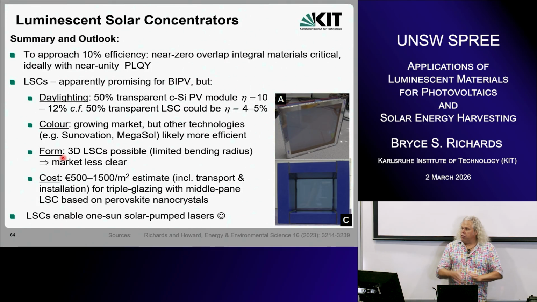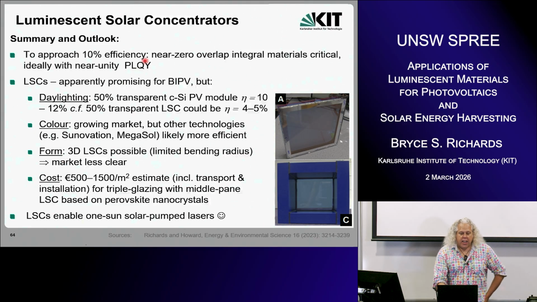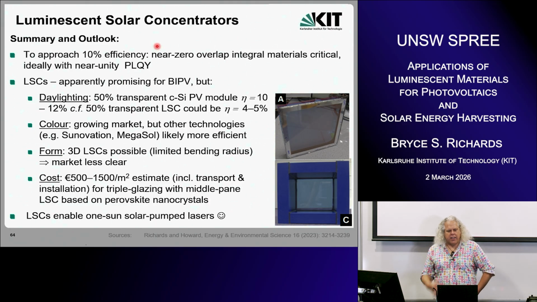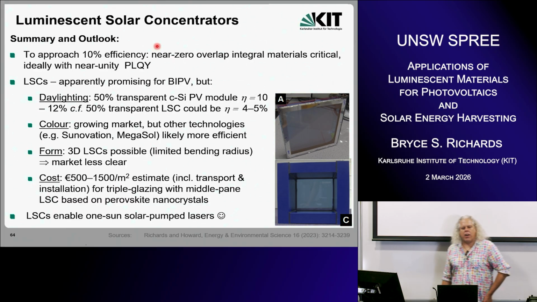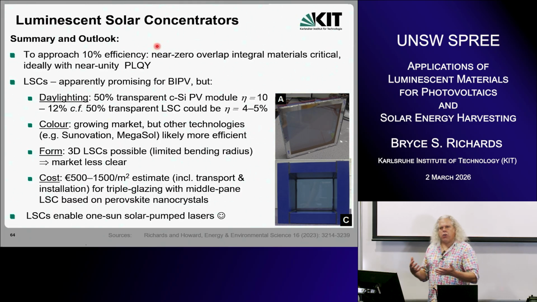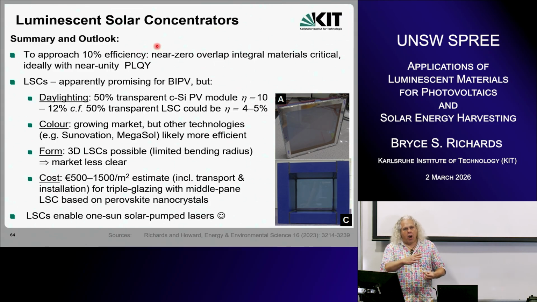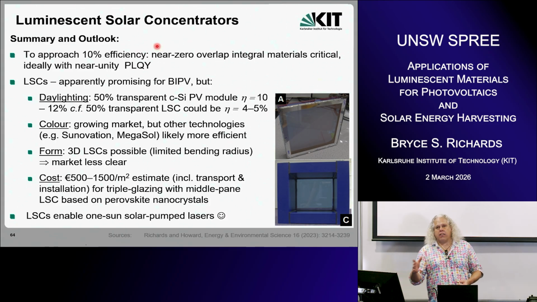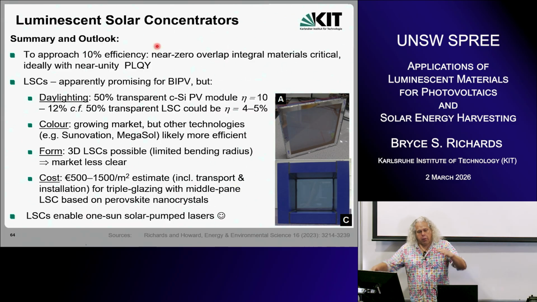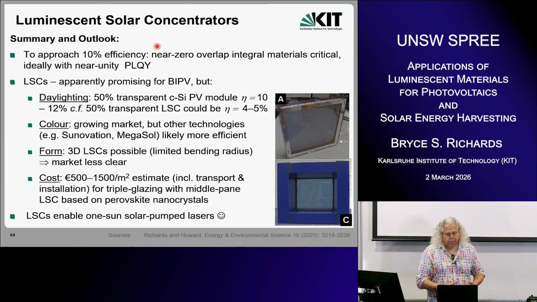So luminescent solar concentrators, where are we at there? Well, we'd like to get to 10%, and the material is promising for building integrated photovoltaics, but there's a kind of a challenge, right? If you're interested in BIPV, what are you interested in? Well, you'd probably like daylighting happening in your system, right? You'd like some electricity and some daylighting. But to be honest, you can just space the cells 50% in a PV module, and you'll get somewhere between 10 and 12% efficient, and that can be done today. The luminescent solar concentrators I talked about, the 10% was still for an opaque device. Of course, if you want to go transparent, you'll probably go down to maybe 4 or 5% from there.